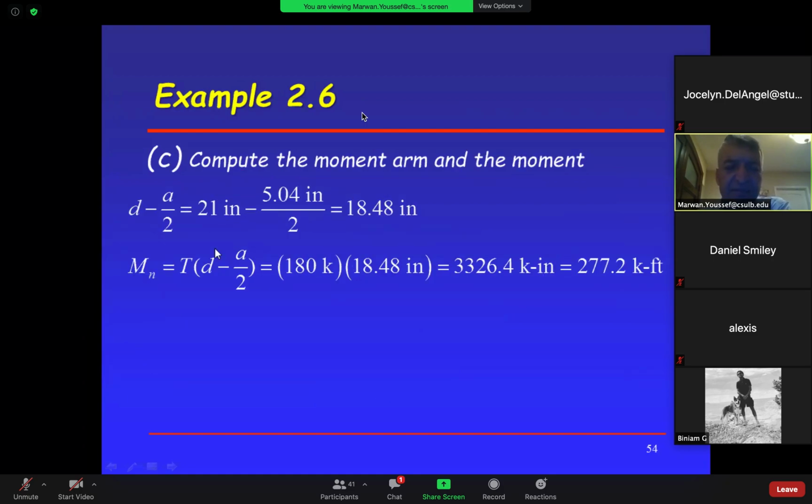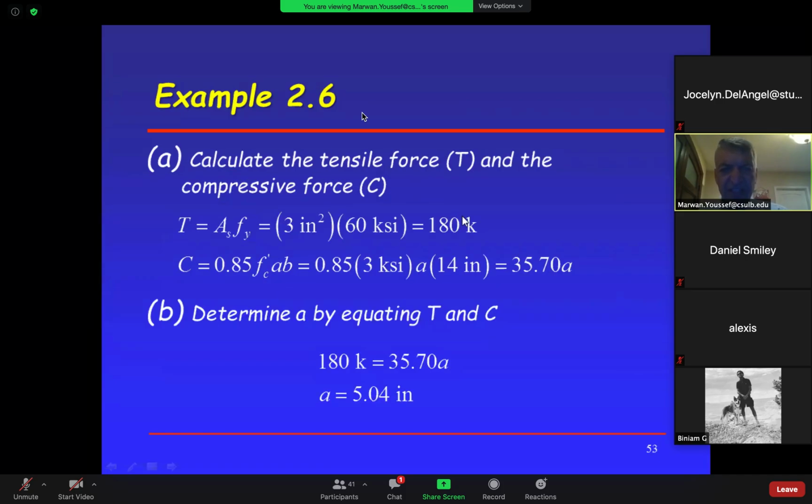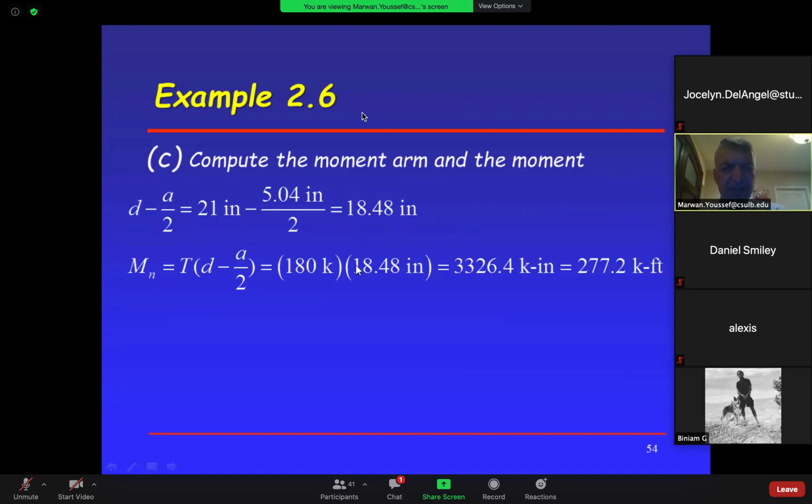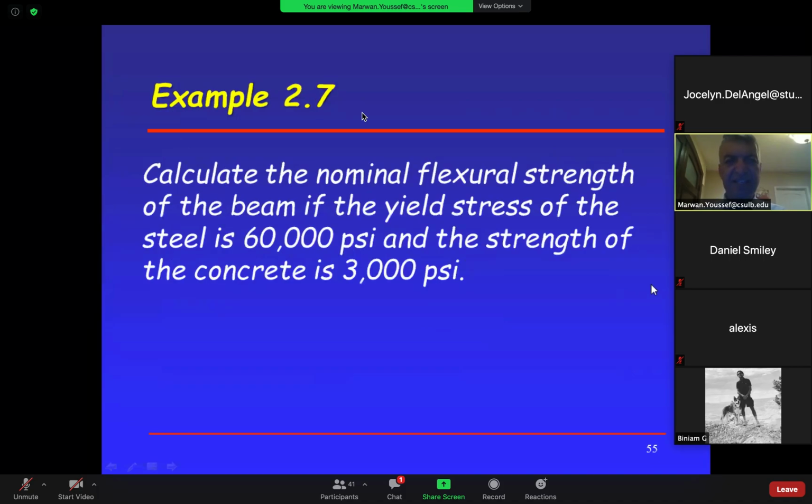And then I can solve for Mn equals T times d minus a over 2. Or C times that. Same thing. So what is T? 180. We just calculated T as 180. And then times d minus a over 2, that's 18.48. So it's equal to this. But look at the units. This is kip-inches, because d is in inches and a is in inches. So you divide by 12, and it gives you kip-feet. All right? That's the example.